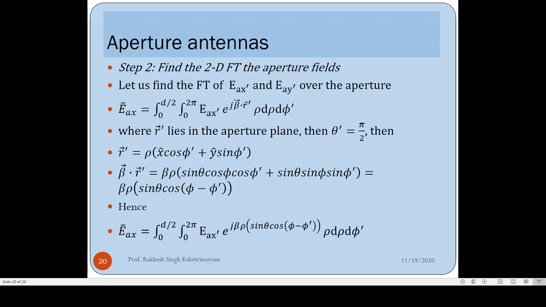So we have already established the x component and y component of the aperture electric field. What we are interested in now, for the second step, is to find the 2D Fourier transform of the aperture fields. Let's say if I want to find the 2D Fourier transform of Eax, you do the integration from 0 to d by 2, 0 to 2 pi of the Eax expression we have just derived. You multiply by exponential j beta dot r dash, integrated over rho d rho d phi dash.